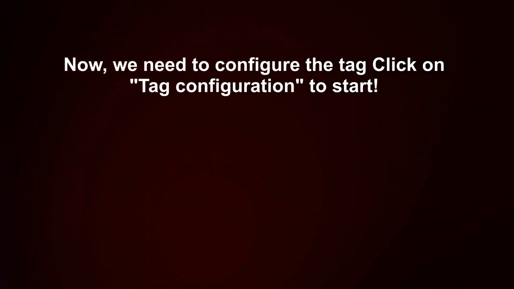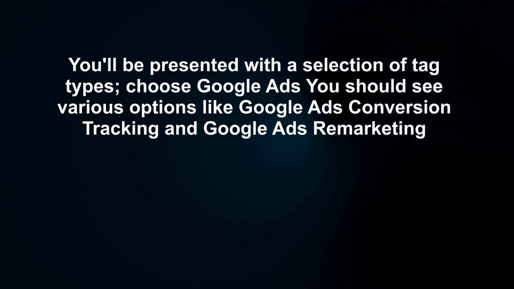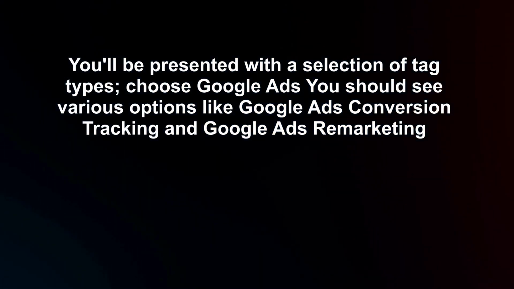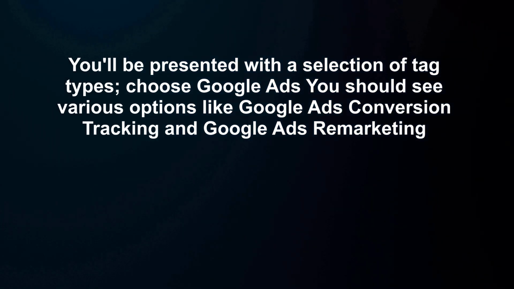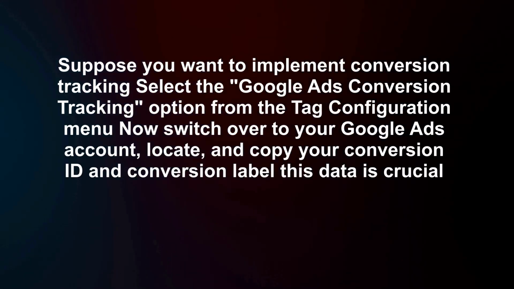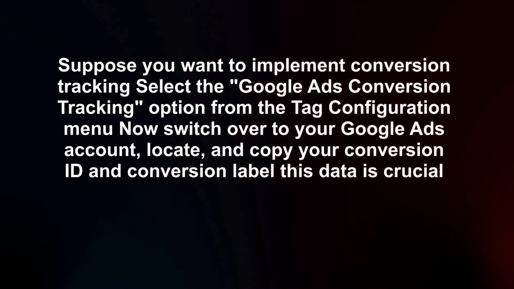Now, we need to configure the tag. Click on Tag Configuration to start. You'll be presented with a selection of tag types. Choose Google Ads. You should see various options like Google Ads Conversion Tracking and Google Ads Remarketing. Suppose you want to implement conversion tracking, select the Google Ads Conversion Tracking option from the Tag Configuration menu.